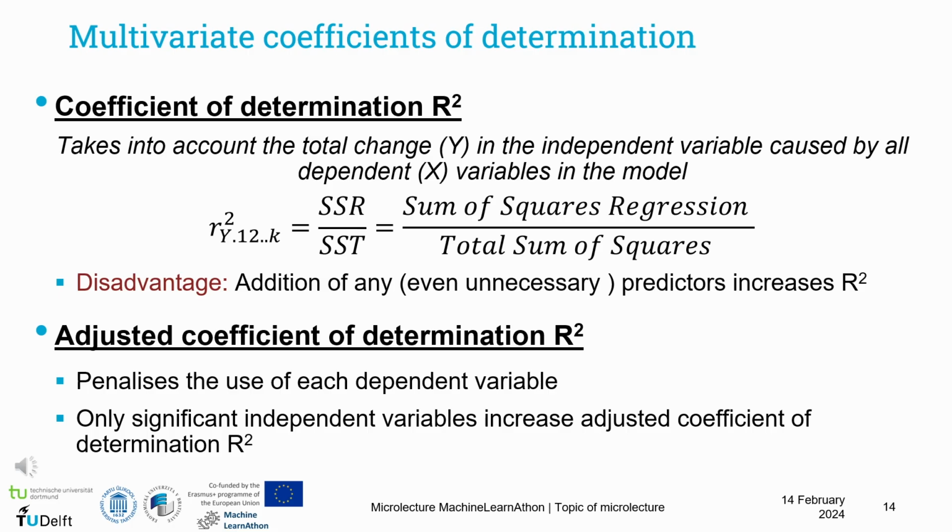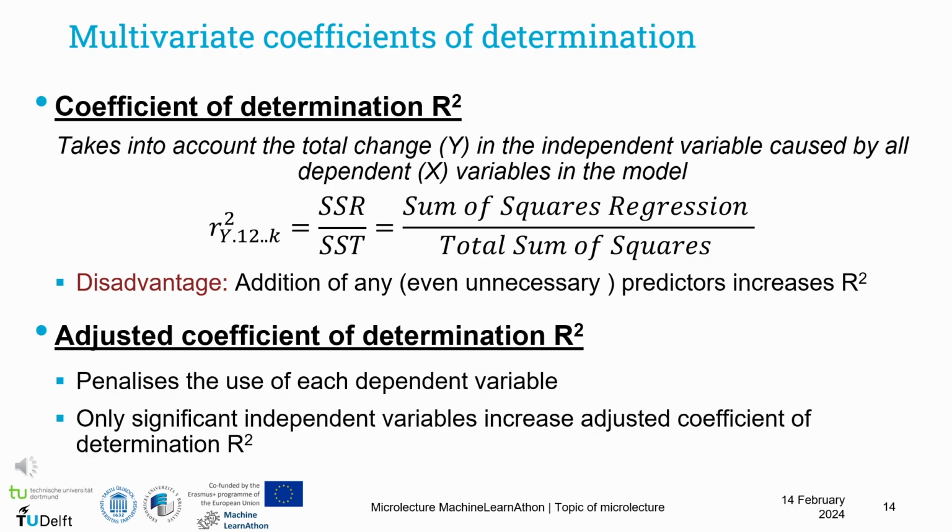Let us now consider the coefficient of determination, denoted as R squared or R2. This statistic indicates the proportion of variance in the dependent variable y that can be explained by the set of independent variables included in the model. As displayed on the slide, R squared is calculated as a ratio of the regression sum of squares SSR to the total sum of squares SST. A value of R squared closer to 1 signifies a stronger explanatory power of the model.